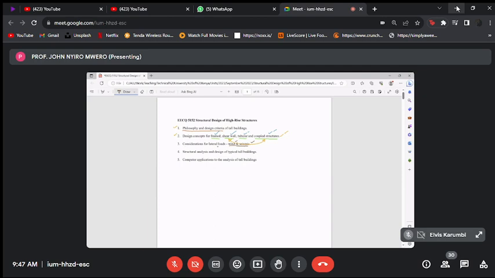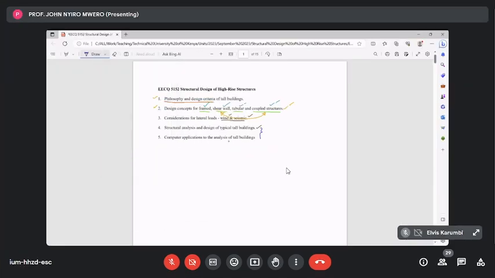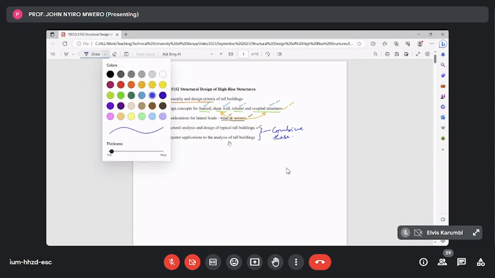Structural analysis and design of typical tall buildings. So we will do that most definitely, and computer applications to the analysis of tall buildings. I intend that we also will discuss that. These two last ones, traditionally I would combine them, so that's what I will do this semester. We will combine those.